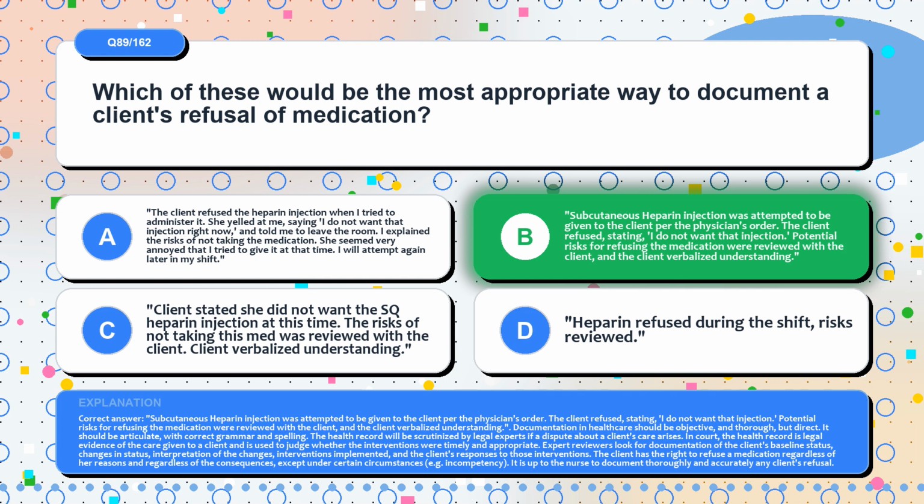Expert reviewers look for documentation of the client's baseline status, changes in status, interpretation of the changes, interventions implemented, and the client's responses to those interventions. The client has the right to refuse a medication regardless of her reasons and regardless of the consequences, except under certain circumstances, for example, incompetency. It is up to the nurse to document thoroughly and accurately any client's refusal.